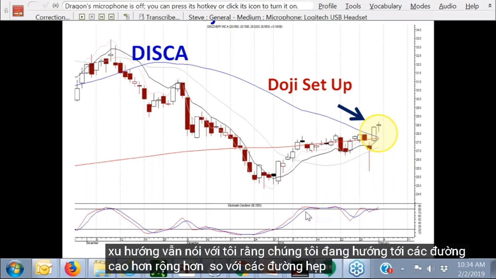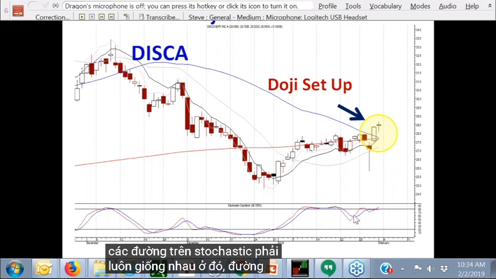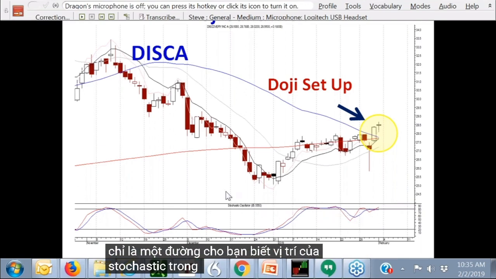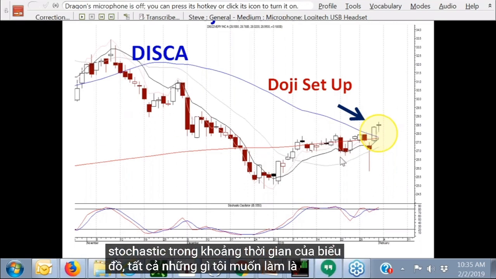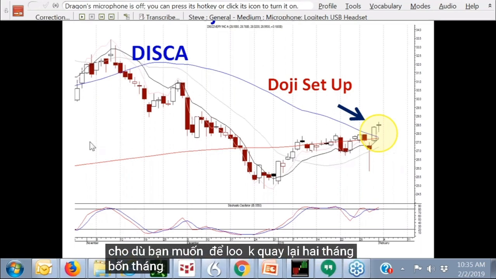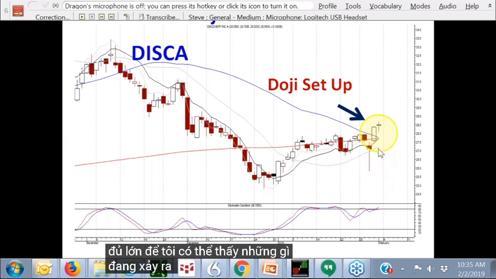Wider lines versus narrow lines. The lines on the stochastic should always be the same. The line is just a line telling you where the stochastics are. Duration of the charts, it doesn't matter. All I want to do is see what's happening here. Whether you want to look back 2 months, 4 months, 6 months, I always make it big enough where I can see what's happening right here.